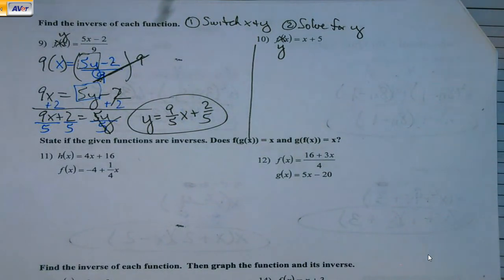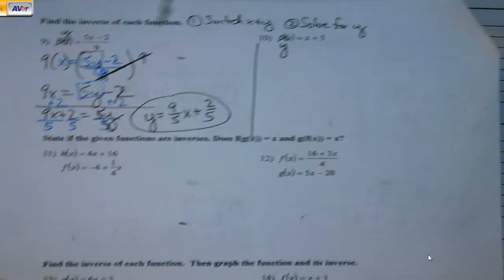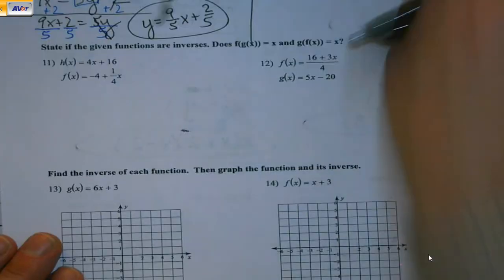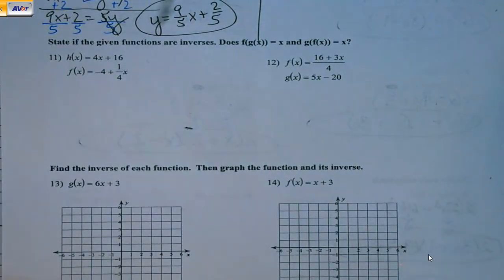Now then we get into the stuff we didn't have a real good time with at times. So we're going to chat on both of these. So state if the given functions are inverses. Does f of g of x equal x and g of f of x equal x? Now we're gonna even simplify this a little bit more, because we found this maybe worked a little bit better when we were doing day 2 of this stuff. So okay, first job.